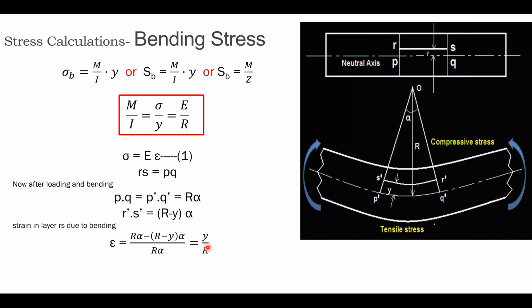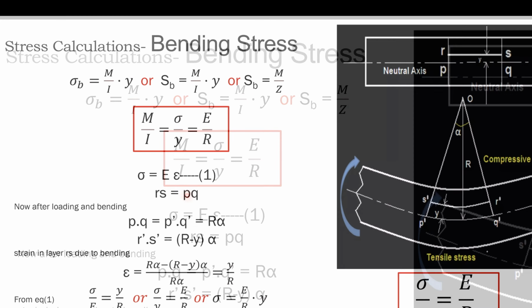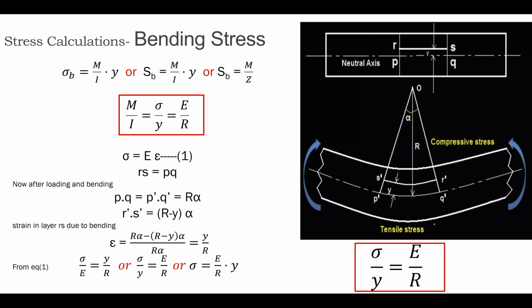Now put it in equation number 1 here. So what we'll get is sigma over E is equal to Y over R. Or we can write it like this, sigma over Y is equal to E over R. Or we can say that sigma is equal to E over R into Y. So sigma over Y is equal to E over R is our final result from this calculation.